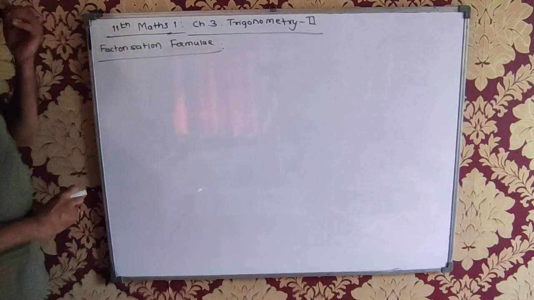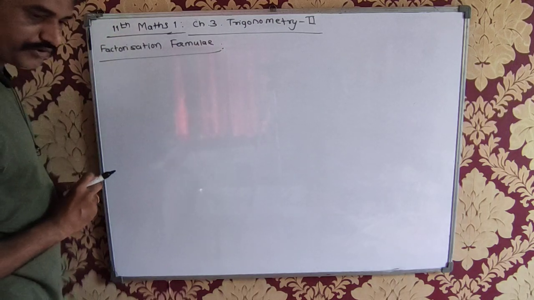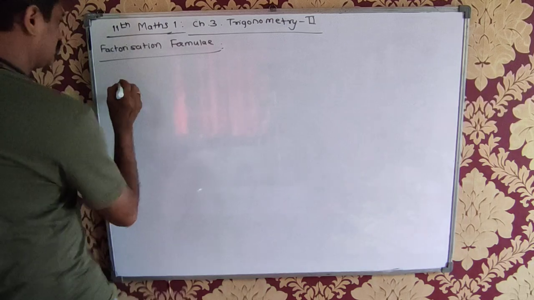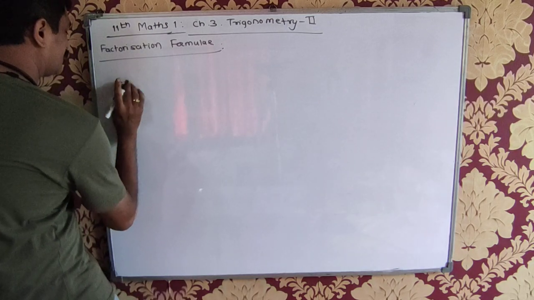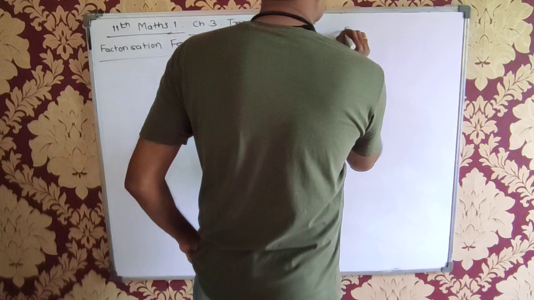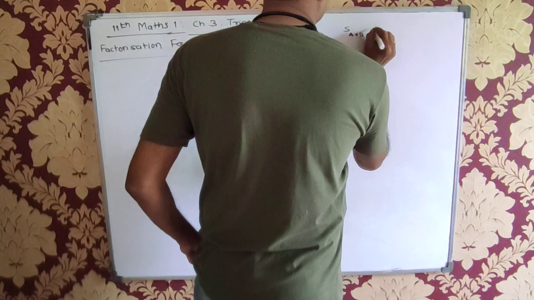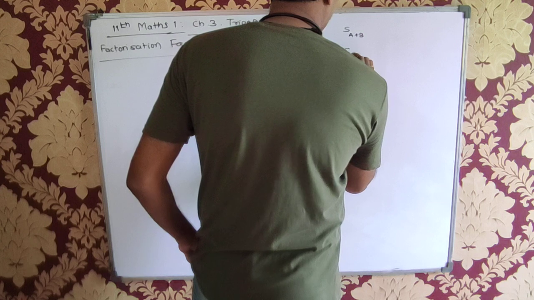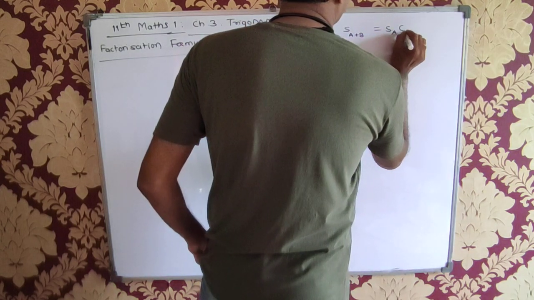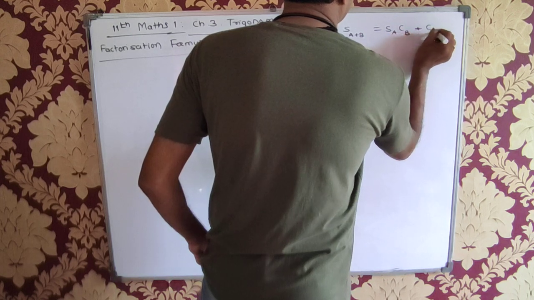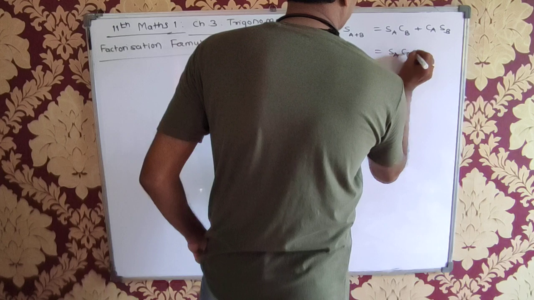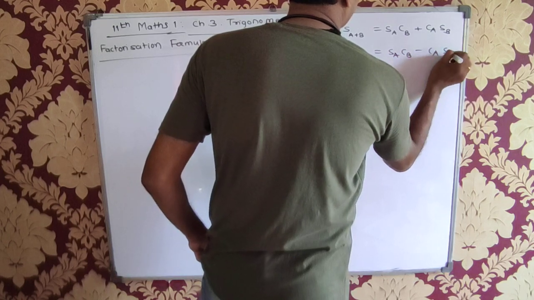Let us consider the factorization formula now. You already know the formula for sine of a plus b and sine of a minus b. What is the formula for sine of a plus b? Sine a cos b plus cos a sine b. And this is sine a cos b minus cos a sine b.